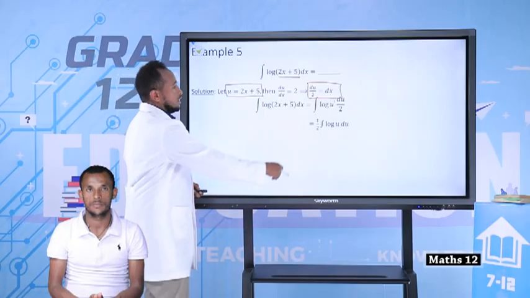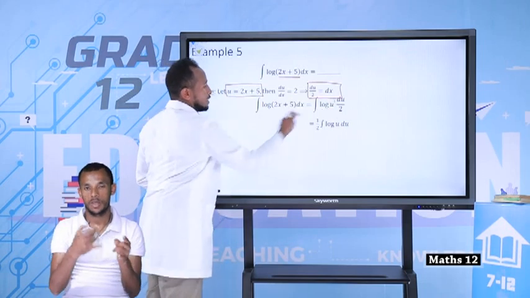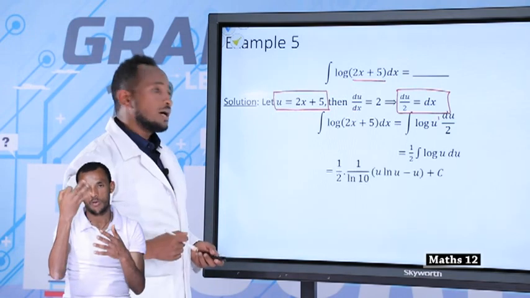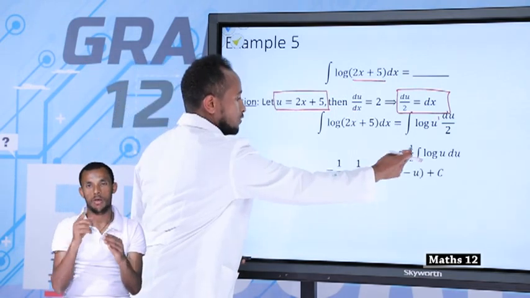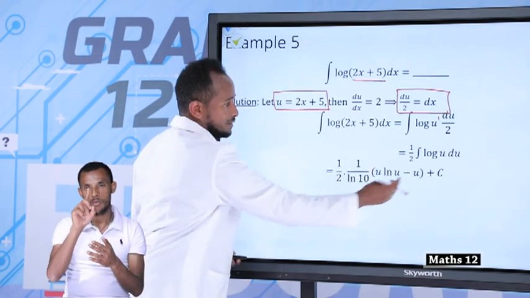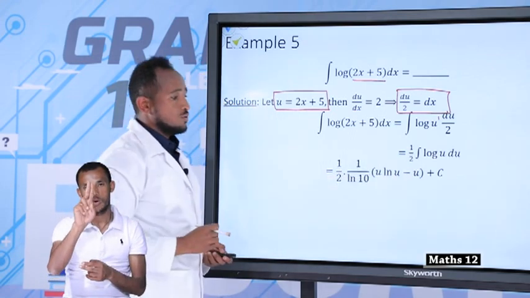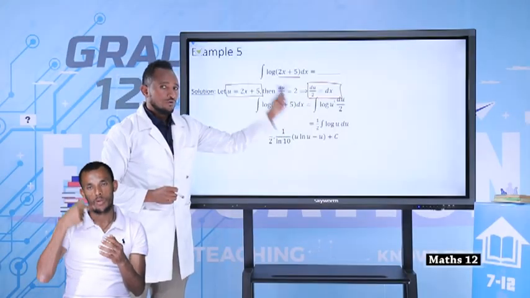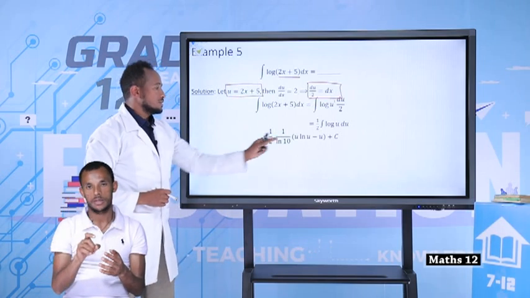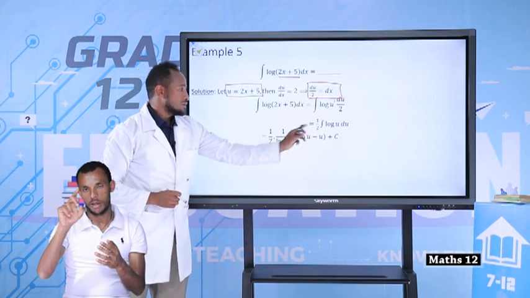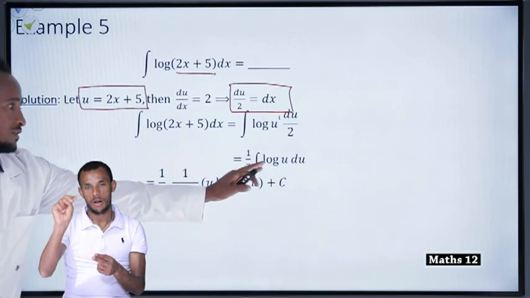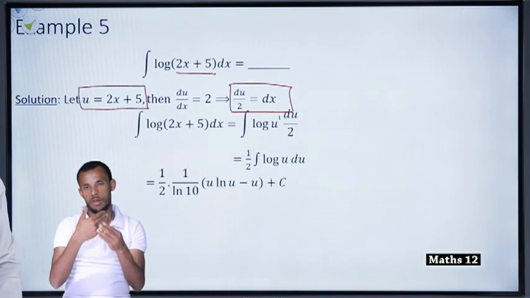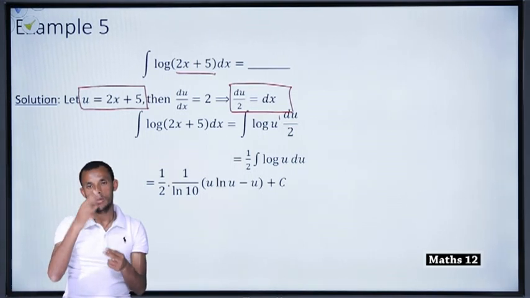Okay, so just taking 1 over 2 outside, you will have the integration of log u du. The integration of this, we have solved earlier. So we have 1 over 2, 1 over ln 10 times u ln u minus u plus some constant c. As you remember, we have solved the integration of ln x in the previous example. It is x ln x minus x, times 1 over ln 10. Therefore, the integration of this one is 1 over ln 10 times u ln u minus u plus some constant c.